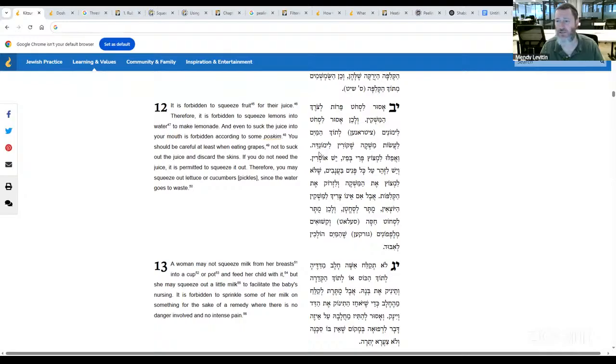Included in that, we're going to learn later when we get to the second part of this course of studying the law, that even slicing lemons into tea is prohibited on Shabbos.